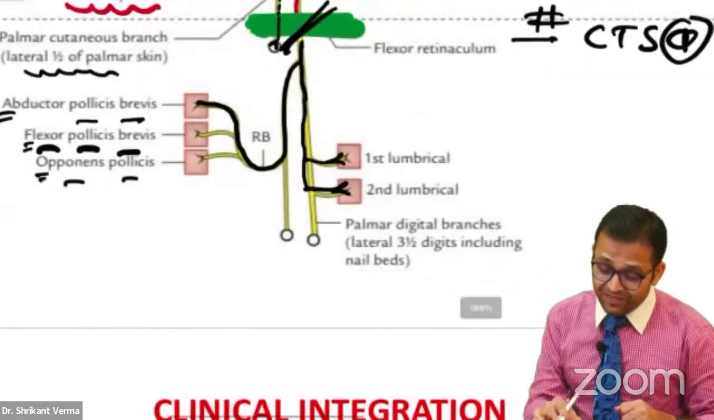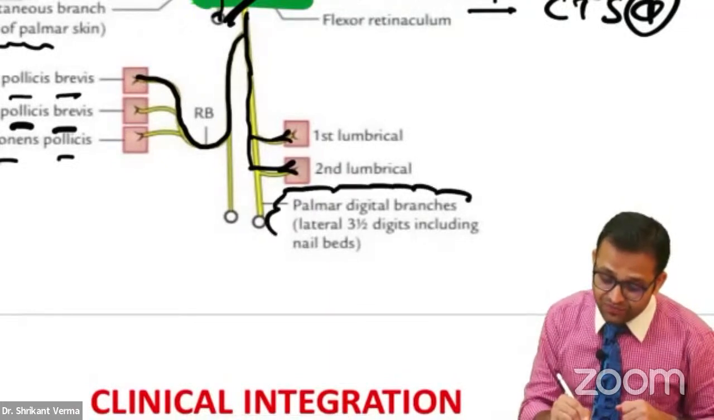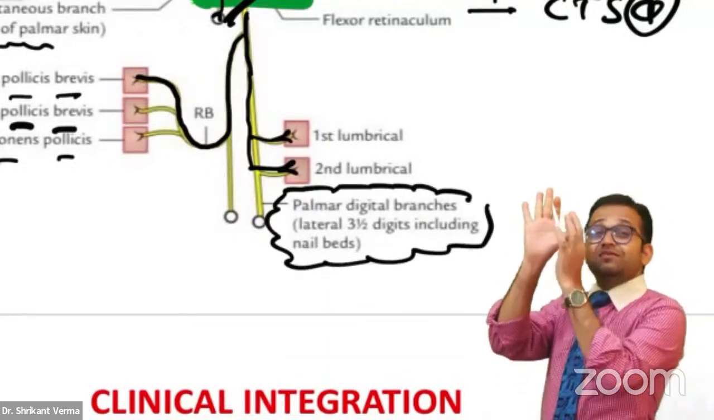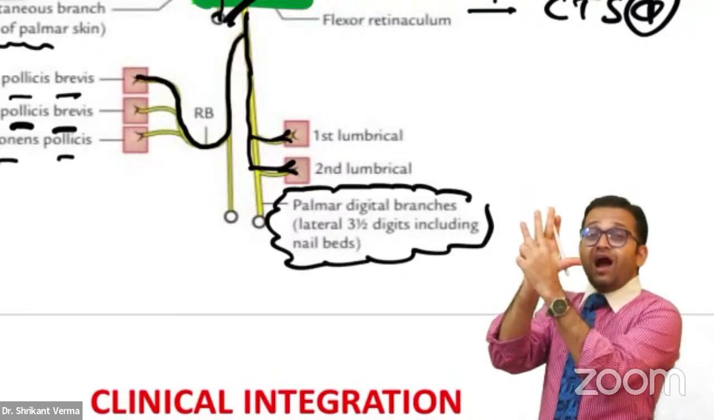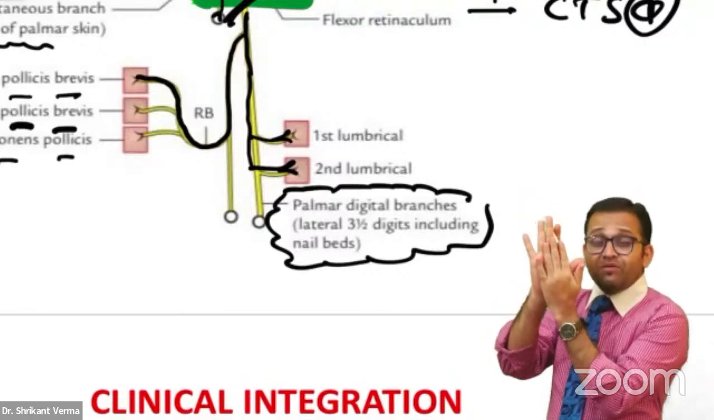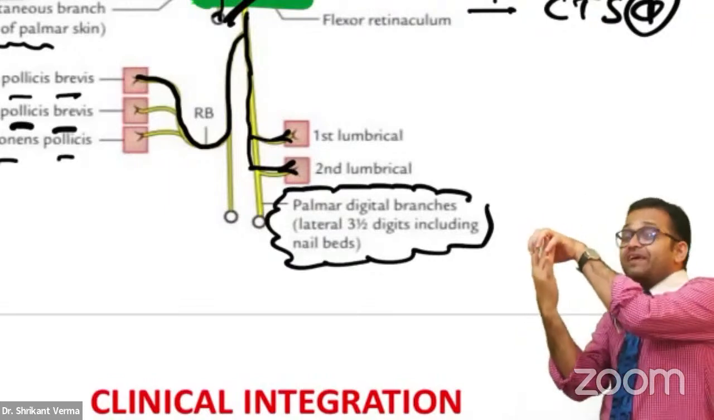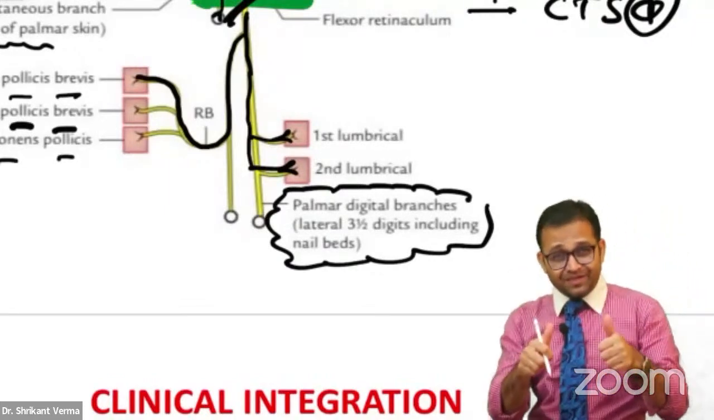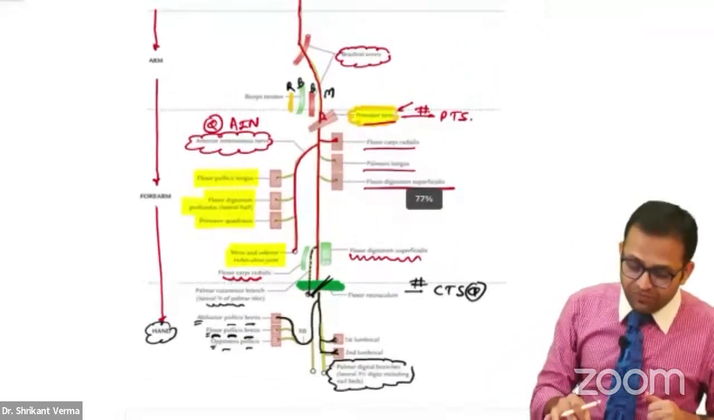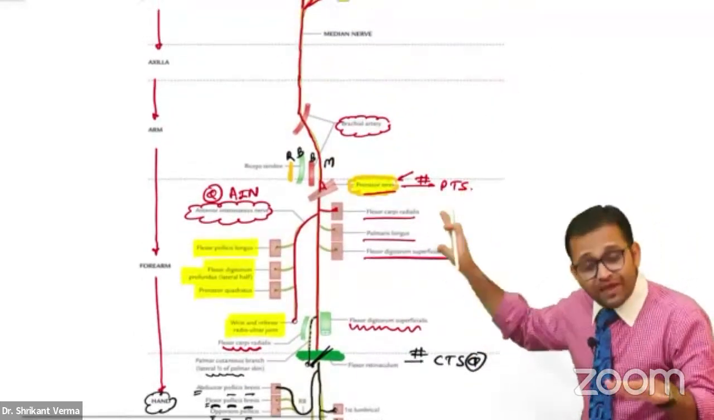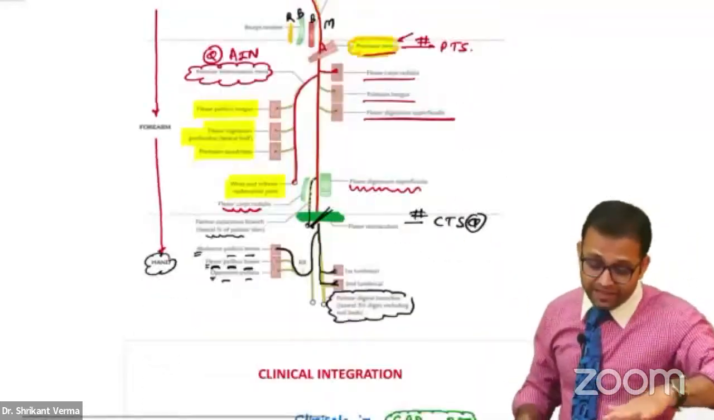And then it gives the digital branches, which supply the lateral three and a half digits of the skin on the palmar side. And at the back, these nerves take a turn and supply the nail bed part. Agree, beta? So this is one very useful diagram. It will be available in our app as the annotated file.